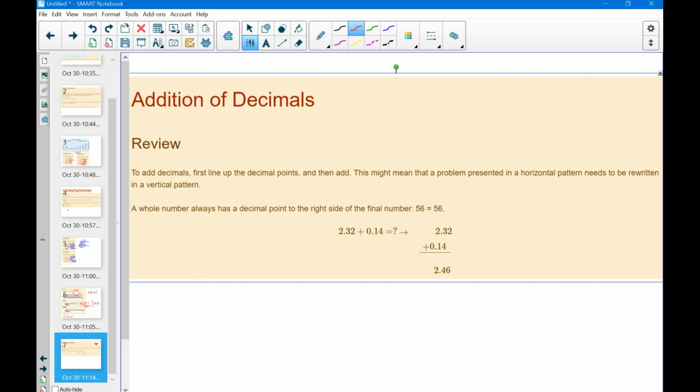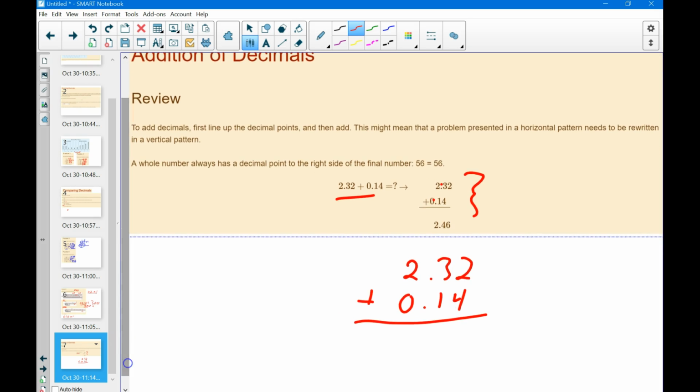So this means that the problem presented in a horizontal pattern like this, take it and rewrite it like this in a vertical pattern. What you do, you line the decimals up to see how they're not lined up. You line them up so you have 2.32 plus 0.14, and you just add them up. So 2 plus 4 is 6, 3 plus 1 is 4, the decimal is right here, and the 2 just stays right there.